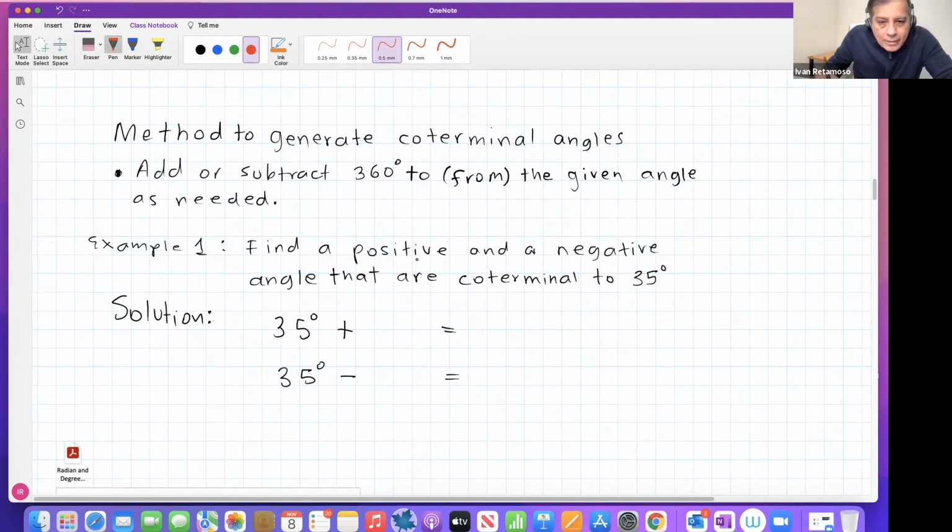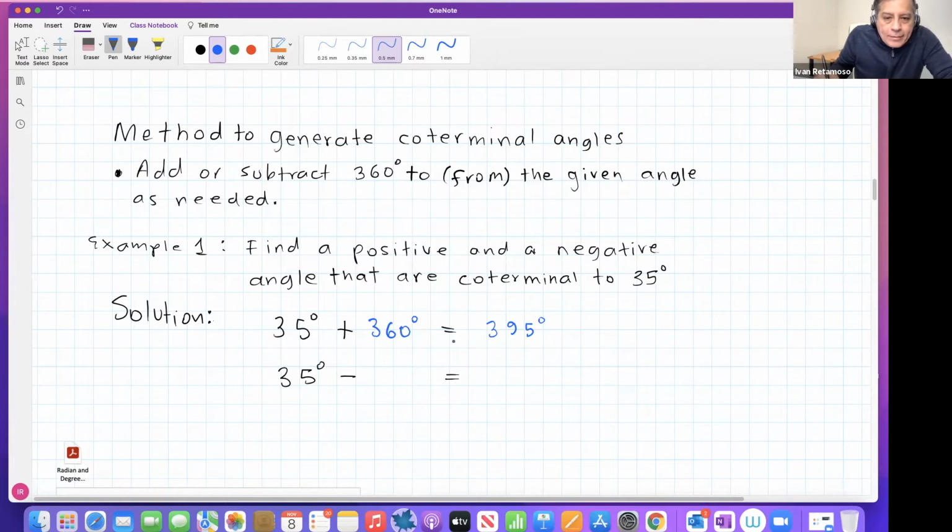In order to generate a positive coterminal angle, according to the method, all I gotta do is add 360 degrees as much as I need. 35 degrees plus 360 degrees is equal to 395 degrees, right? So there I have my first coterminal angle, a positive coterminal angle. 35 degrees and 395 degrees are coterminal angles, right?